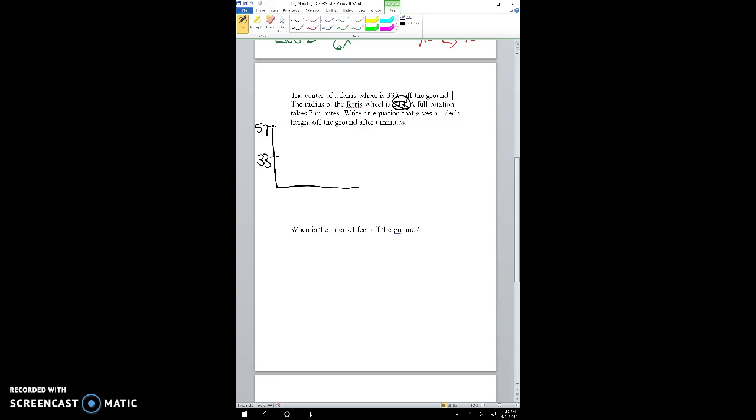When they get on the Ferris wheel, they are going to be 33 minus 24 feet. So they're going to be 24 feet below the center. So that's 33 minus 24, which is 9. So they're going to be 9 feet off the ground when they first get on. Which makes sense. You need a little space at the bottom of the wheel. Otherwise, the Ferris wheel would hit the ground.